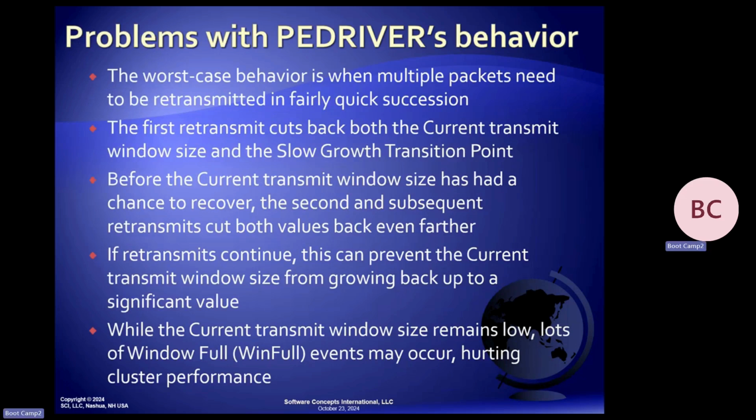Okay, so worst case is multiple packets, it's cutting it down and can't grow back up. First retransmit cuts back the current transmit window size and the slow growth transition point. And if you haven't had a chance to recover yet, the second and subsequent transmits cut things back even farther. And that can keep the current transmit window size from growing back up to anywhere near the maximum and cuts your performance. And when the current transmit window size is low, if you've got more packets to transmit at a time than that, you're going to get window full events. Window full events are the symptom that this is hurting your cluster performance. So look for window full events.